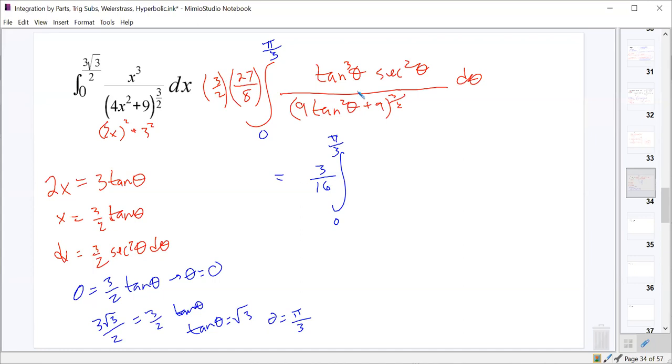And now if we took the 9 out of there, this just became tangent squared plus 1, which is just secant squared, right? And if we square root secant squared, that's secant. And if we cube it, that's secant cubed. So that'll cancel partly with the secant squared. So we're going to have tangent cubed theta over secant theta d theta. Good or not good?